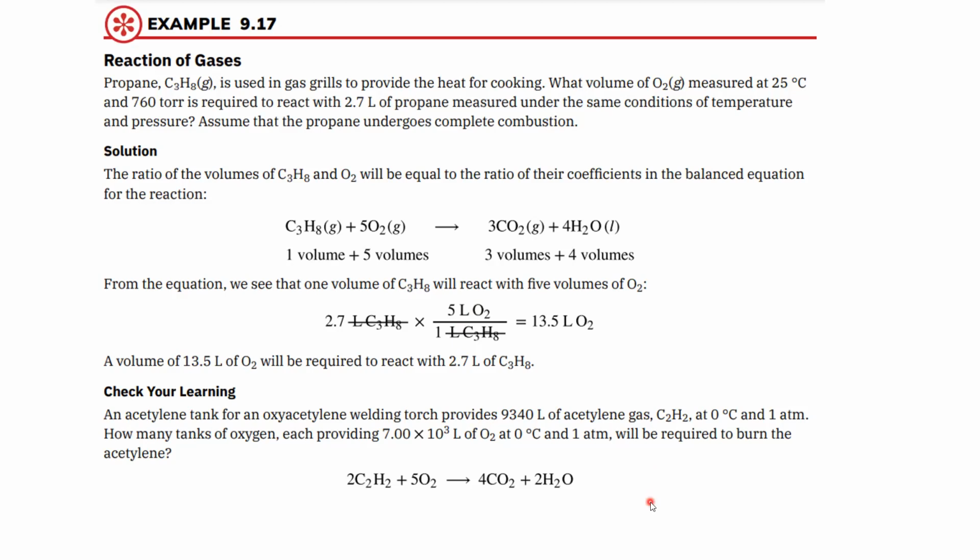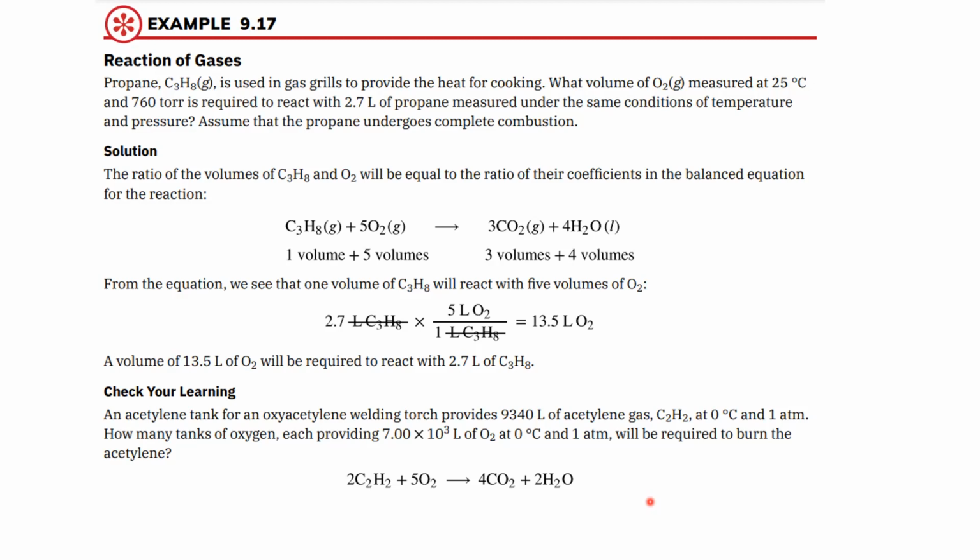And if we look at the one at the bottom now, if you want to practice with this one on your own, just pause the video. But if we look at this one now, an acetylene tank, so it's used for welding, provides 9,340 liters of acetylene gas, which has the formula C2H2, and it provides that volume at 0 degrees Celsius and 1 atmosphere. How many tanks of oxygen, each providing 7,000 liters of oxygen at STP, will be required to burn the acetylene? So we've got, in this case, the chemical reaction already given.